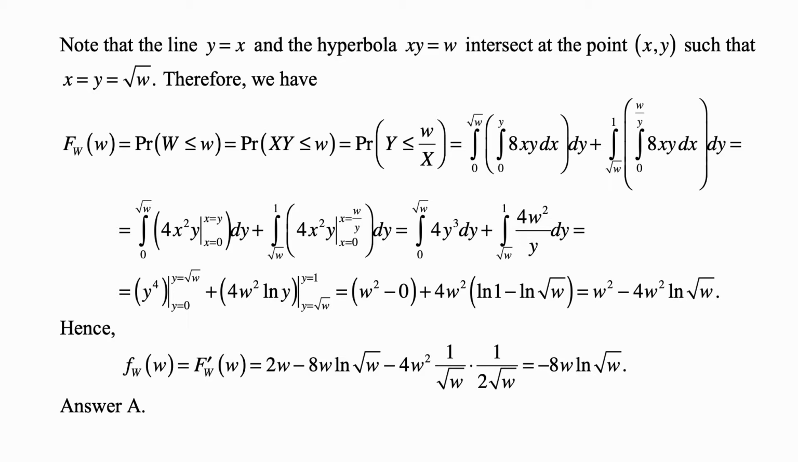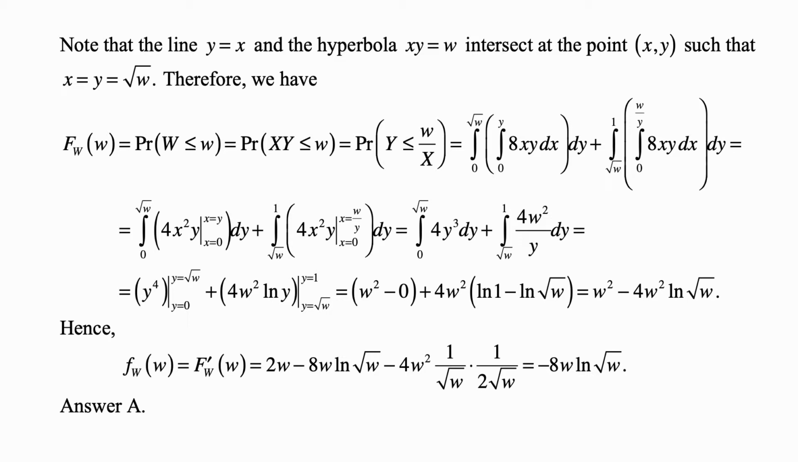And the first expression becomes w squared minus 0 plus 4w squared times ln of 1 minus ln of the square root of w. So this whole thing becomes w squared minus 4w squared times the natural logarithm of the square root of w. And the derivative of the cumulative distribution function is the density, and we're looking for the density. Well, what's the derivative of that? It's 2w minus 8w natural logarithm of the square root of w.